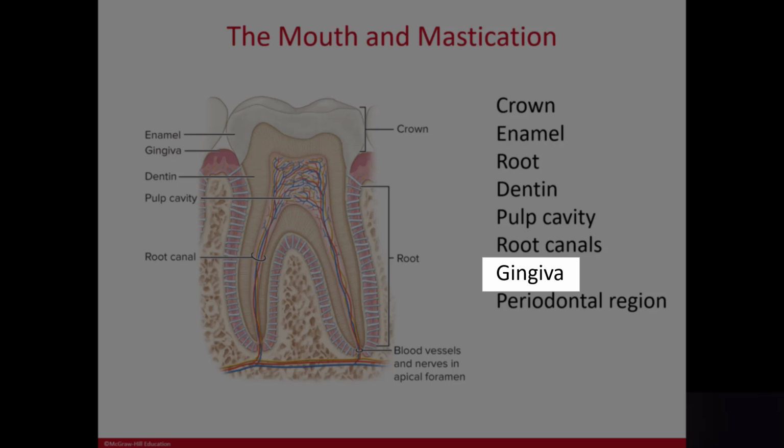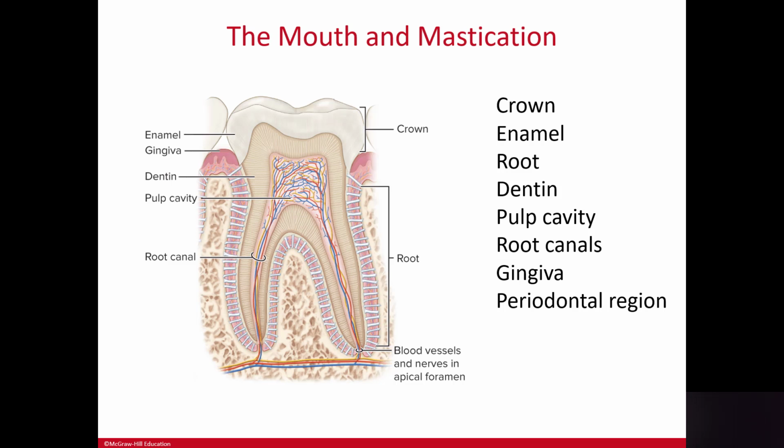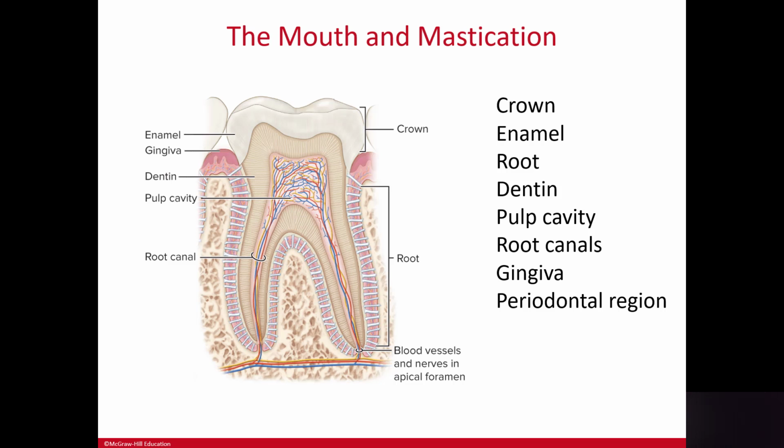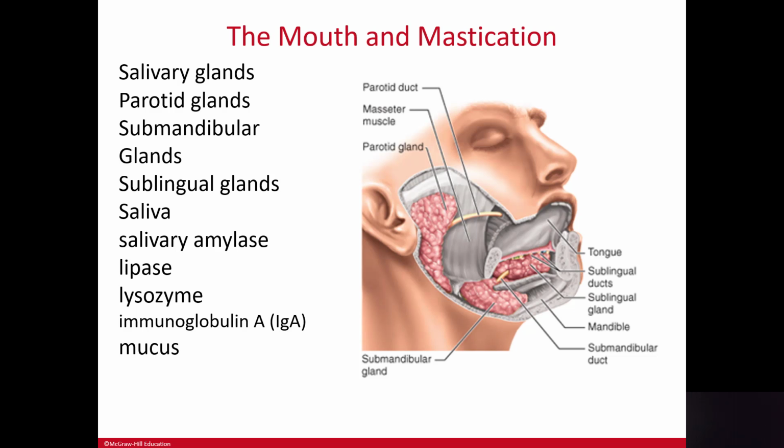The gingiva is the soft pink tissue that surrounds the tooth, what we commonly call the gums. So you may have heard of the term gingivitis. That's inflammation of the gingiva or the gums, and what we commonly refer to as gum disease. The periodontal region is the complete area around the tooth that surrounds the gum region and the entire area there. So this kind of gives you a picture of the overall bottom portion of the face there.